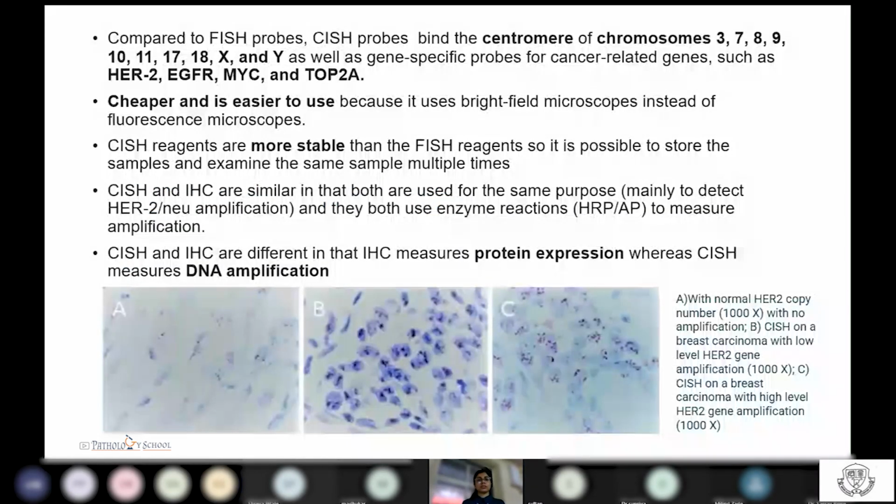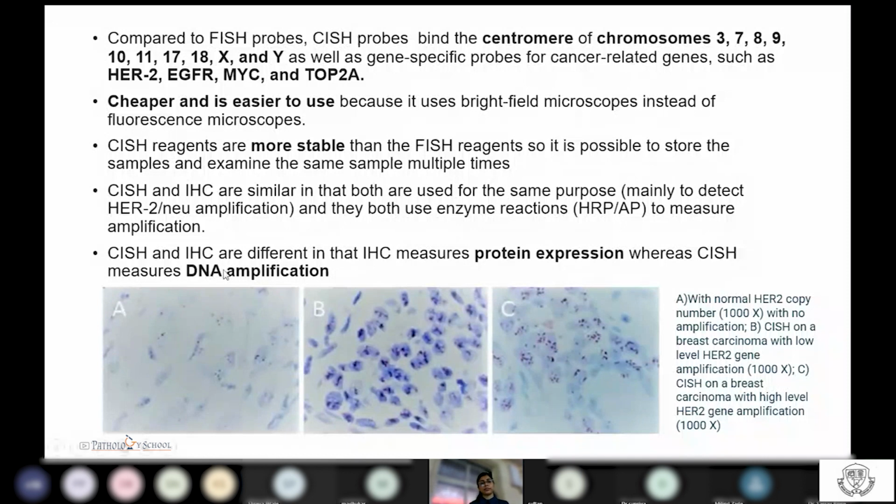Now, compared to fish, the CISH probes can be used only for certain cases, and they bind to only centromeres of 3, 7, 8, 9, 10, 11, 17, 18, X and Y, and also some cancer-related genes, which are your HER2, EGFR, MYC, and TOP2A. Now, it is most commonly used in HER2 right now, and it is very cheap and easier to use because you don't have to use your fluorescent microscope, which is quite expensive. Then your CISH reagents are more stable, and CISH and IHC are similar because you use an enzyme reaction, which is your horseradish peroxidase.